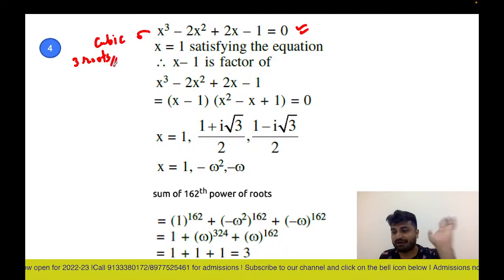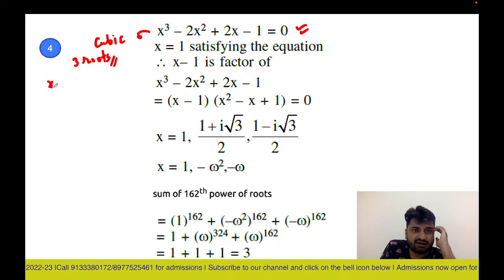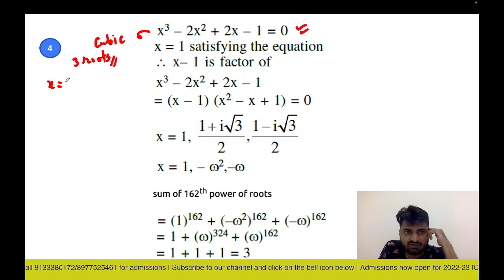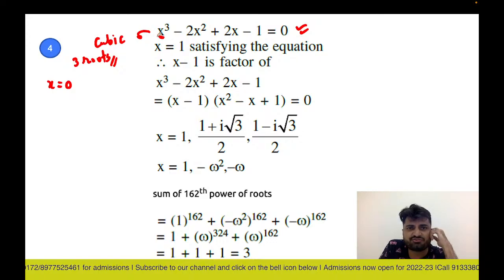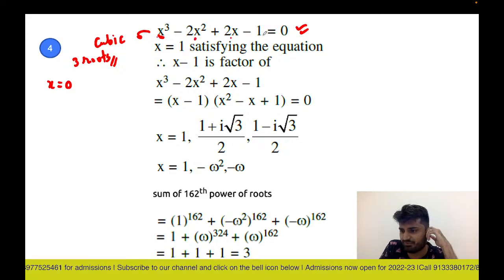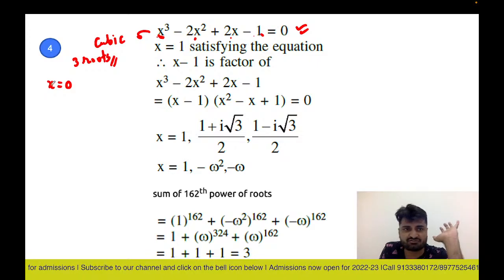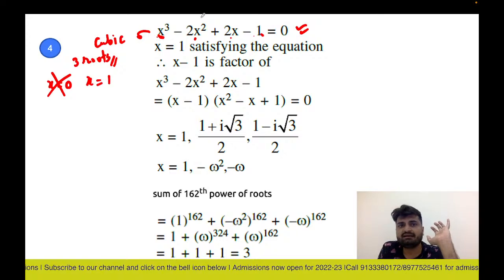So how will you find out the roots? You can do it by hit and trial. Whenever you have 3 roots, assume a root. So first I will assume x value 0. What will happen if you assume x value 0? 0 minus 0 plus 0 minus 1, so minus 1 equal to 0 we are getting. Not satisfying. So x equal to 0 is not a root. Then you give x equal to 1. Let's observe here.